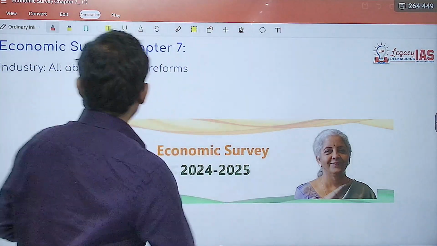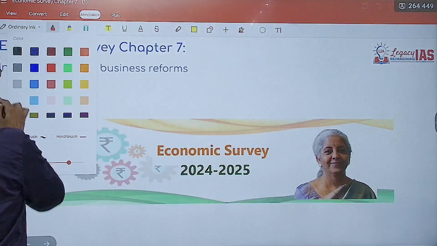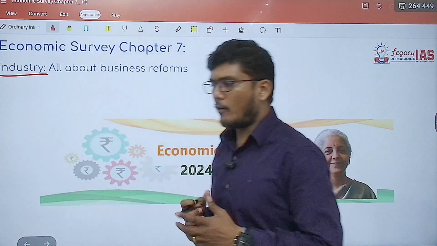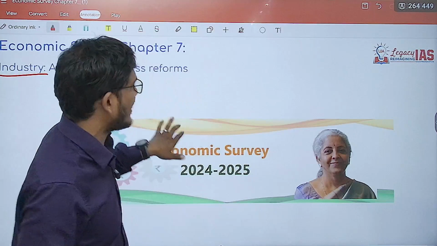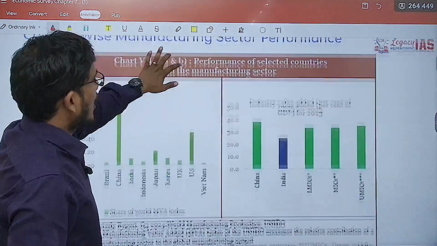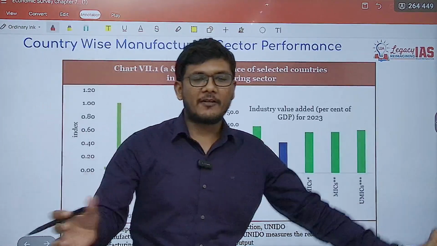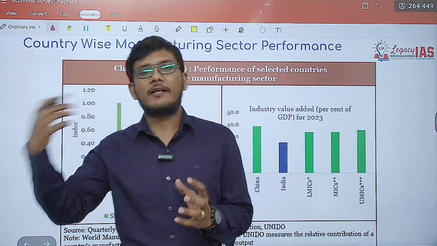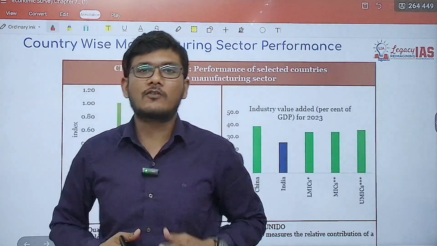So let's begin with the 7th chapter, which is about the industry. So it is talking about all about the reforms. Now the industrial sector, if you look at, there are three main sectors that we talk about, that is the primary, agriculture, mining, etc. Secondary, that is the industries, and tertiary, that is the services sector.